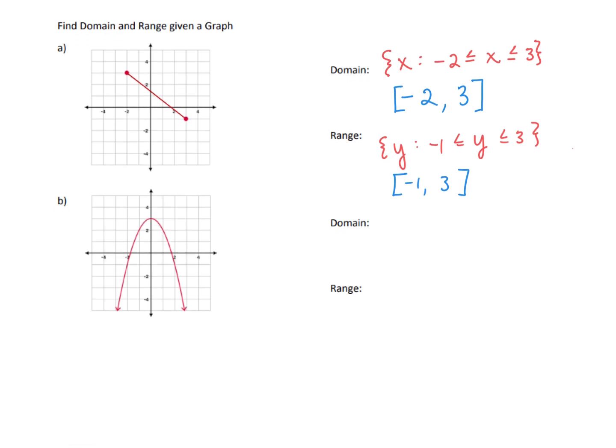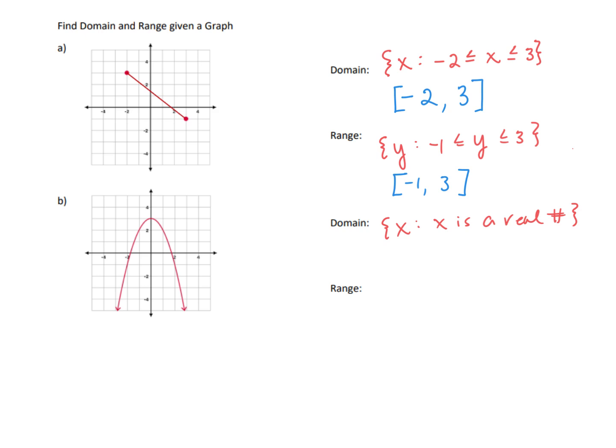So for part B, our domain is going to be all of our real numbers. We talked about this as an earlier example. By the way, for parabolas, the domain is always all real numbers. This is going to continue forever in both directions, so we don't have any limitations on our domain. In our set notation, our domain is all the x's such that x is a real number. We didn't have any limitations.